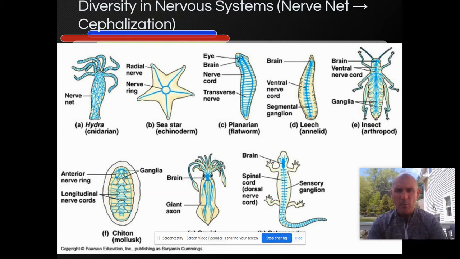Different than us, right? We have components of our nervous system. We have a central nervous system, which is a highly dense region where we have our brain and our spinal cord, and then we have nerves and neurons extending from there. This is just a collection of neurons. There's no real central nervous system here.